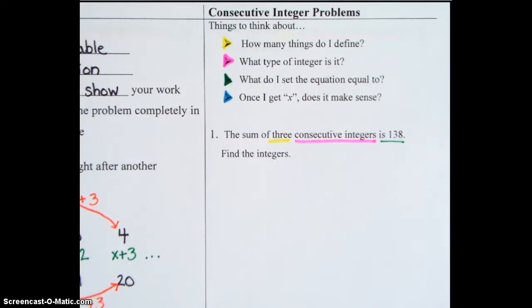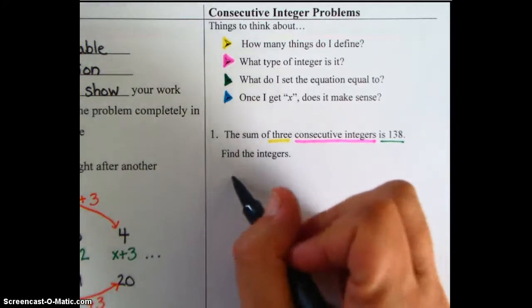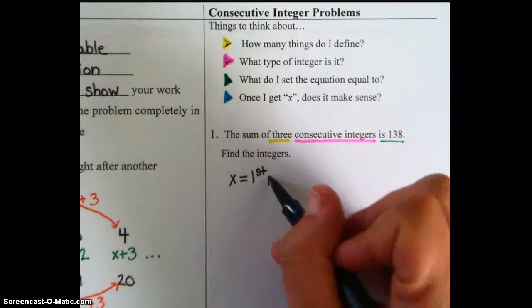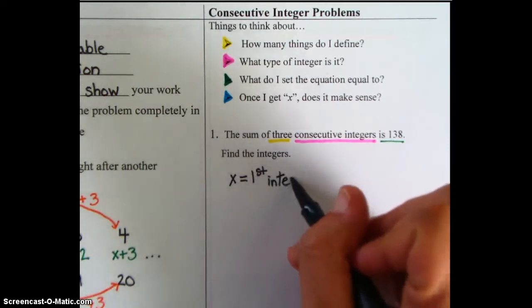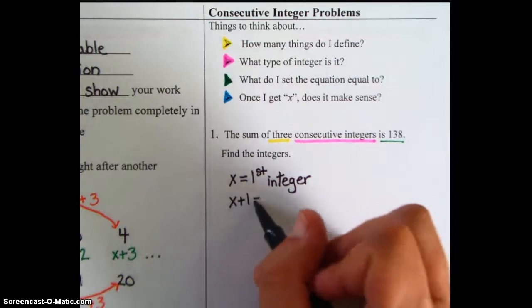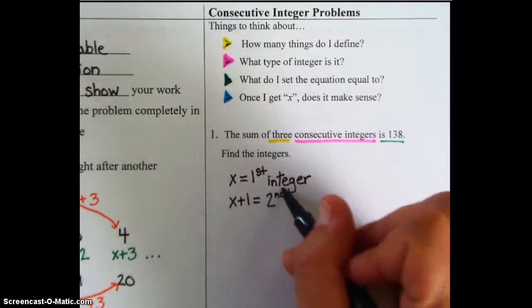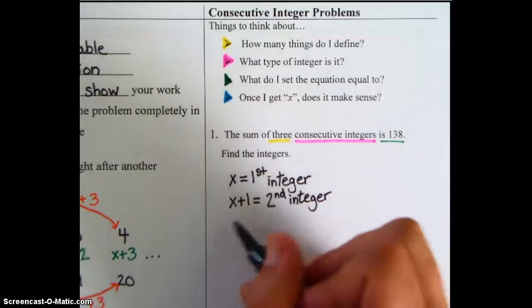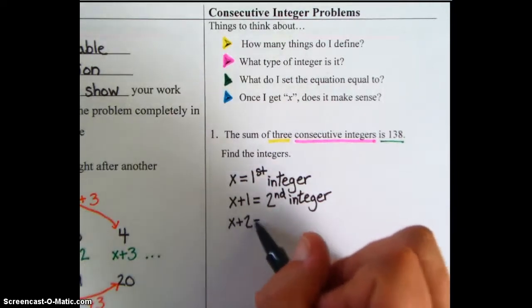The first problem says the sum of 3 consecutive integers is 138. That means we're defining 3 integers. So x is going to be our first integer. Because it says consecutive integers and not consecutive evens or odds, the next one's going to be x plus 1, our second integer, and x plus 2 will be our third integer.